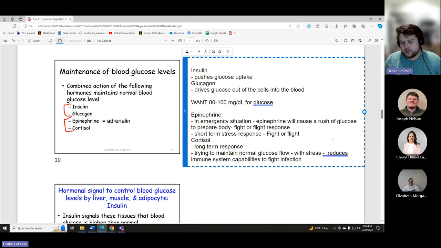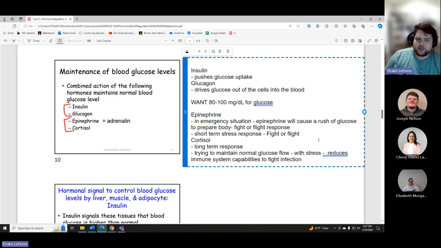Have you guys heard of, I don't know if you guys have talked about it in DAA yet, the sympathetic versus parasympathetic nervous system? Oh, yeah, I remember that. Have you guys talked about that yet? Yeah, we're doing that in BCT. Okay, yeah. Sweet. So our epinephrine is our sympathetic nervous system response.